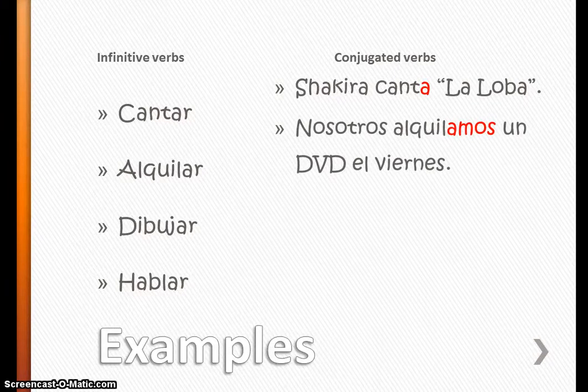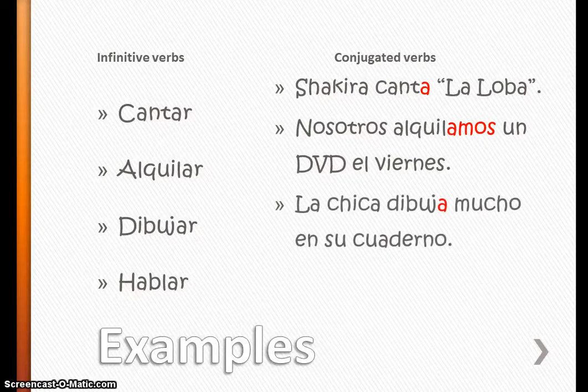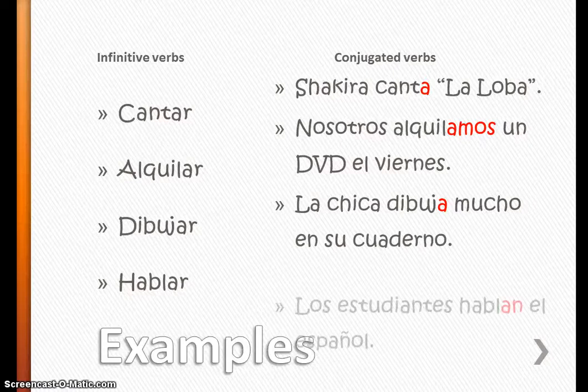Nosotros alquilamos un DVD el viernes. Alquilamos has to agree with nosotros. La chica dibuja mucho en su cuaderno. The girl draws a lot in her notebook. Dibuja matches la chica. It falls into the él, ella, y usted category.